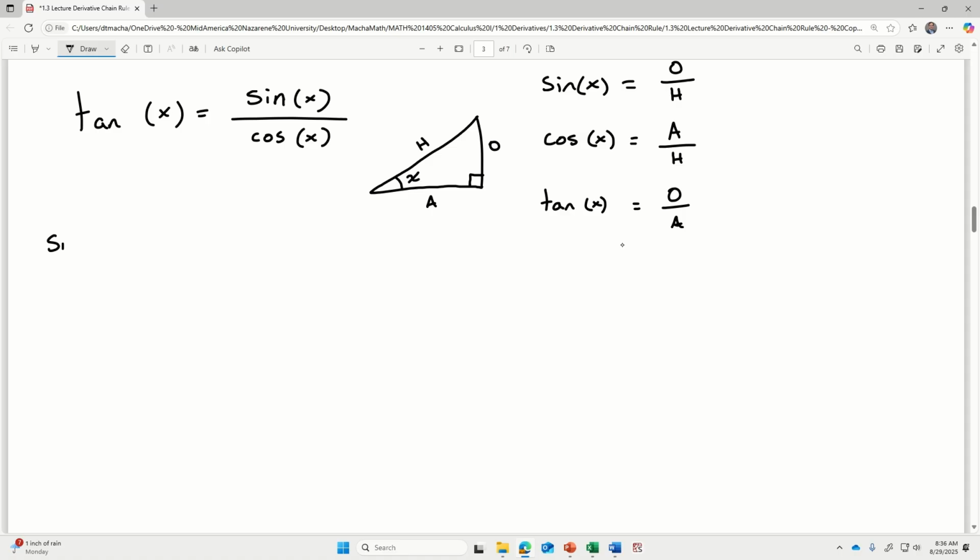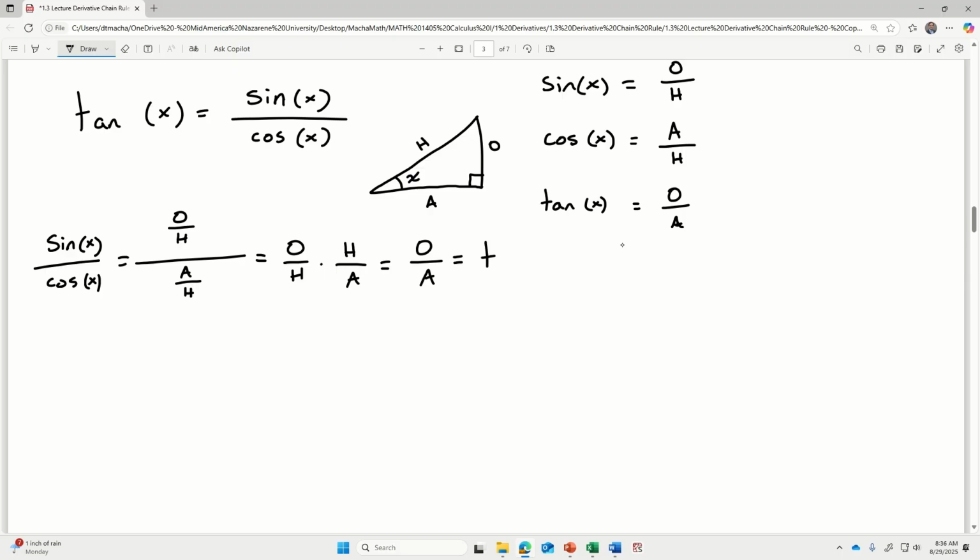And so if I were to see sine of x divided by cosine of x, this is the opposite divided by hypotenuse, divided by the adjacent divided by the hypotenuse. And dividing is the same thing as multiplying by the reciprocal. Then I notice I have a hypotenuse in the numerator and a hypotenuse in the denominator, so those cancel out and it gives me opposite over adjacent. But opposite over adjacent is the tangent function. So that's why we say tangent is the same thing as sine divided by cosine.